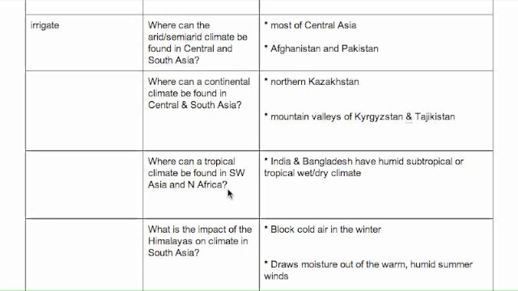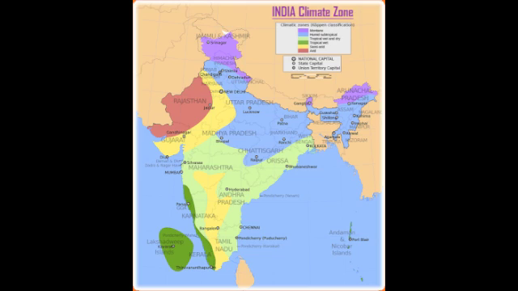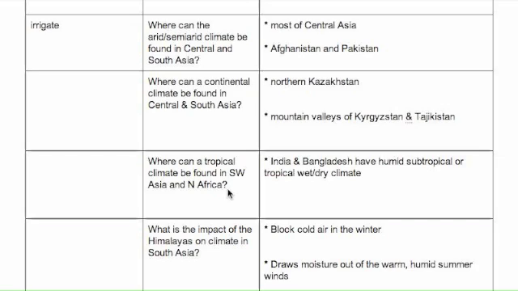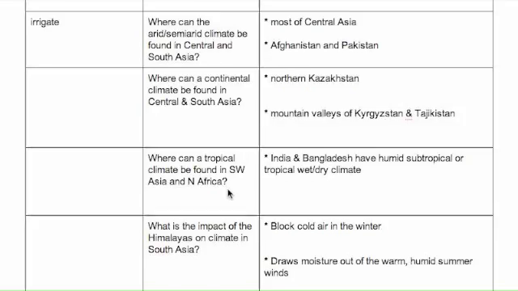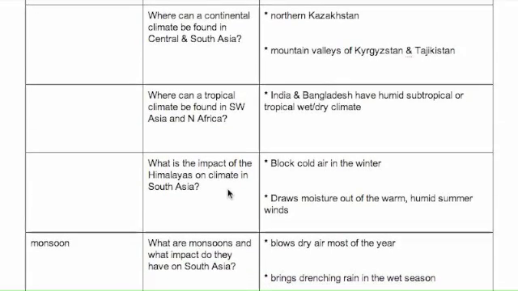Arid and semi-arid climates also run through the countries of Afghanistan and Pakistan, which you would know if you paid attention to any of the news and saw where some of our troops are at. All right, next climate is continental. In Central Asia, northern Kazakhstan and the mountain valleys of Kyrgyzstan and Tajikistan have a climate that's somewhat cooler and wetter. It's called a continental climate. Farming is much easier here, and Kazakhstan can then export the wheat that's grown on the plains.